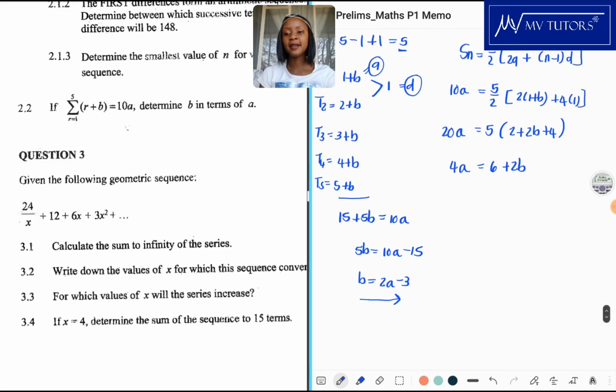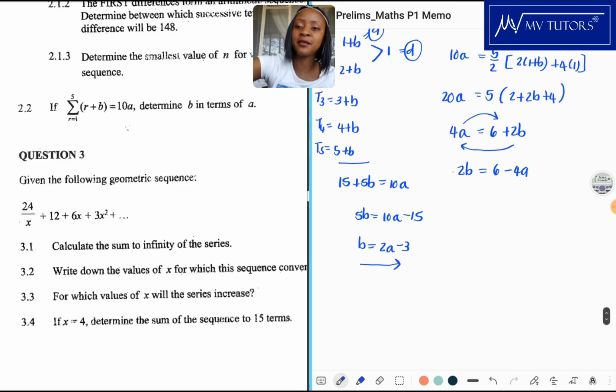And I should write this thing in terms of b. So I'm going to take 2b to the other side and move 4a to this side. So I have 6 minus 4a. So 4a went there, 2b went there. Ooh, it should be negative. If 2b goes this side, it's negative. The danger. See what the danger is?